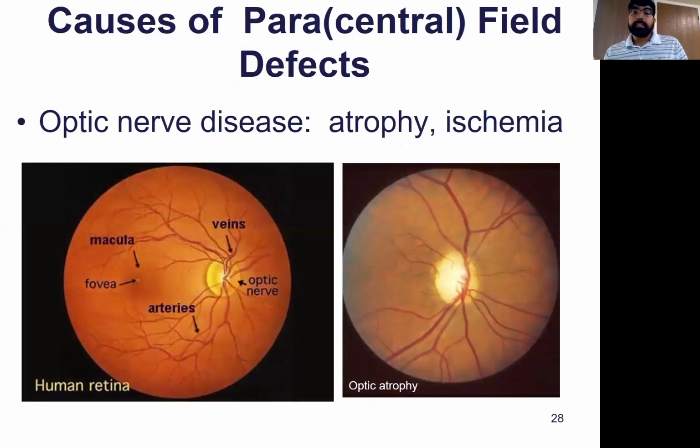Optic nerve diseases, just those that lead to atrophy, or lack of oxygen that causes atrophy or a damaged optic nerve, which is called ischemia, can lead to defects in the paracentral region, or it can also lead to defects of the whole visual field, or at least partial visual field as well. So in the right-hand side there, you can see a picture of a person with an optic nerve atrophy. It's very pale, and the cup to disc is rather large in this eye.